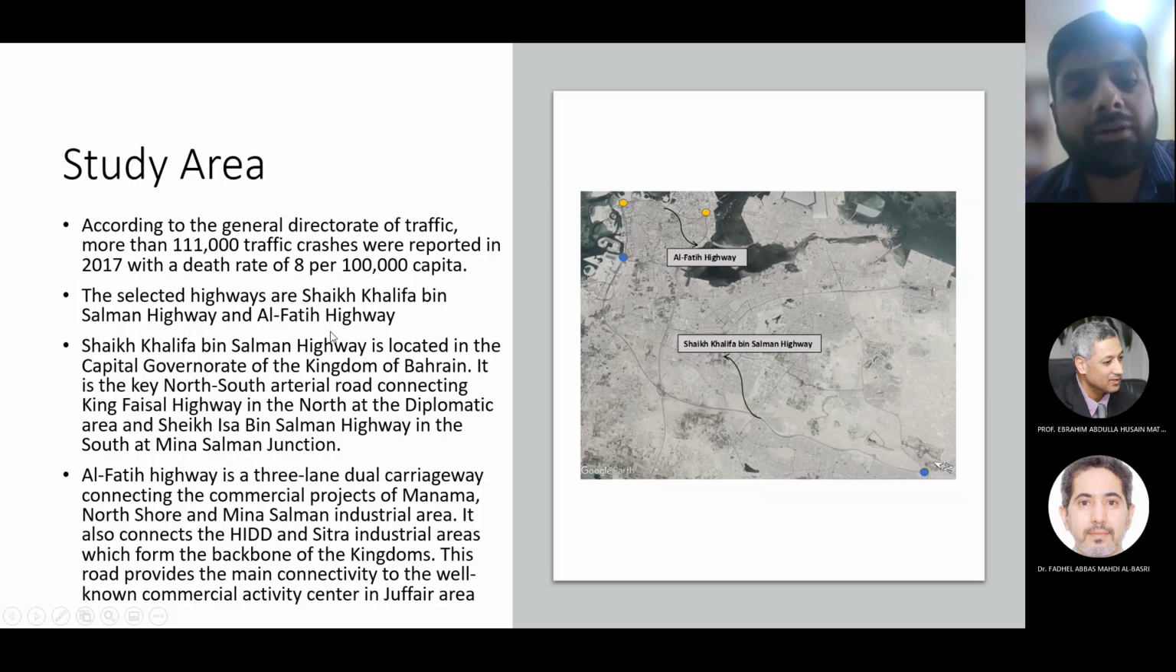Okay, so the highways which we selected for our study were Sheikh Khalifa bin Salman Highway and Al Fateh Highway. These highways are very important related to the travel pattern of the country. I was trying to show the whole of Bahrain, so the highways may not look bigger, but you can see the description over here. These highways are connecting very important areas of Bahrain, for example the diplomatic area and other arterials like Sheikh Isa bin Salman Highway, which is connecting Saudi Arabia. Al Fateh Highway is connecting Manama, the capital of Bahrain, with the port area and industrial area. So these highways have experienced a lot of crashes in the study period.